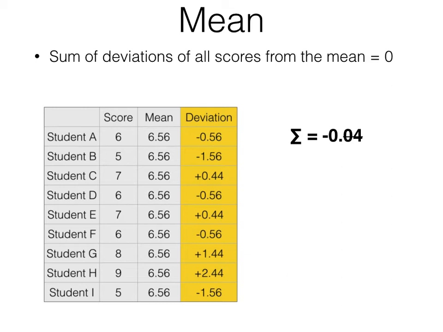up with 0. In this case, if you get out your calculator and you add these all up, you're going to actually end up with 0.04. It's actually 0.03 something. And that's simply because, remember, I rounded the mean in each case, but it is virtually 0.